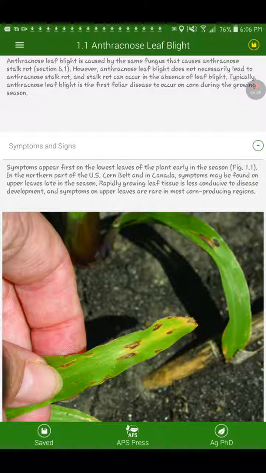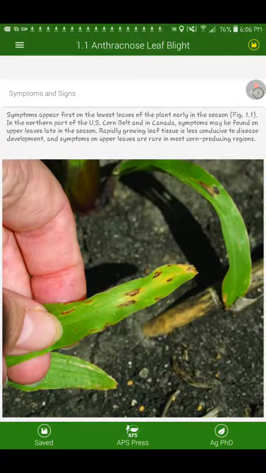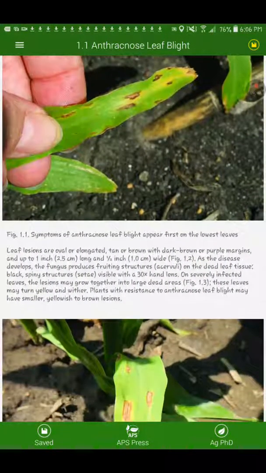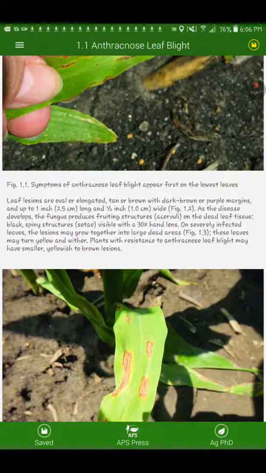In the northern part of the United States, Corn Belt and Canada, symptoms may be found on upper leaves late in the season. Rapidly growing leaf tissue is less conducive to disease development, and symptoms on upper leaves are rare in more southern corn-producing regions. Leaf lesions are oval or elongated, tan or brown with darker purple margins, and up to 1 inch (2.5 centimeters) long and 1/2 inch (1.0 centimeters) wide.